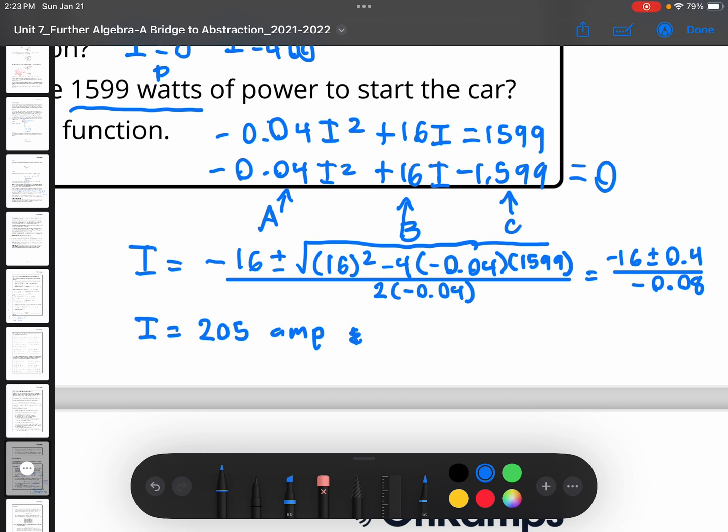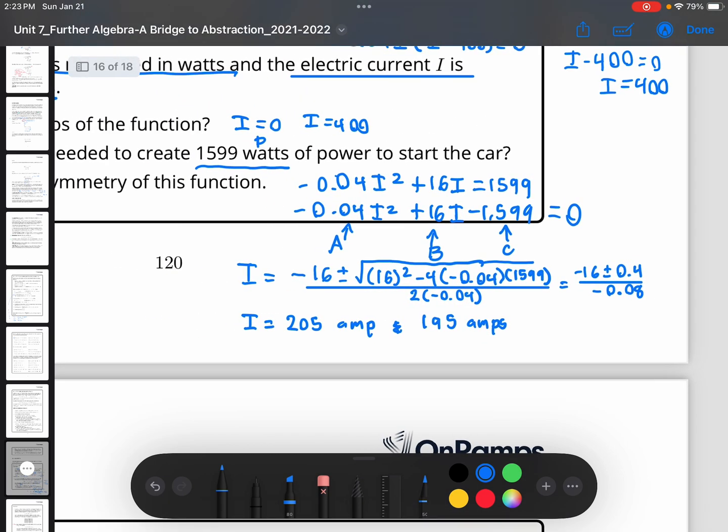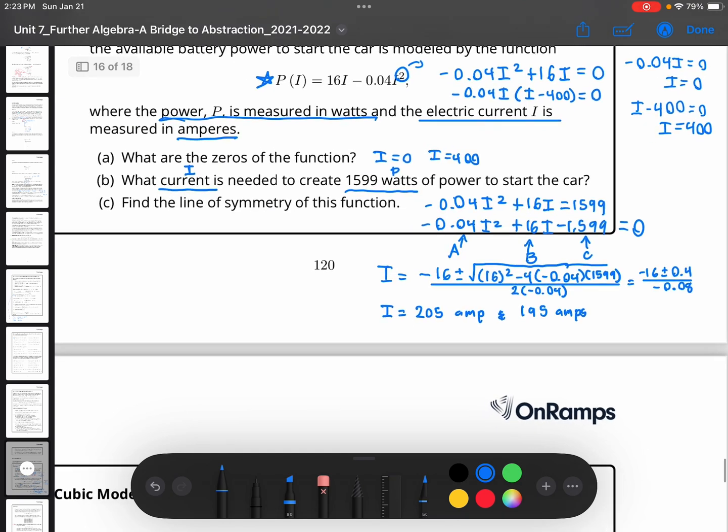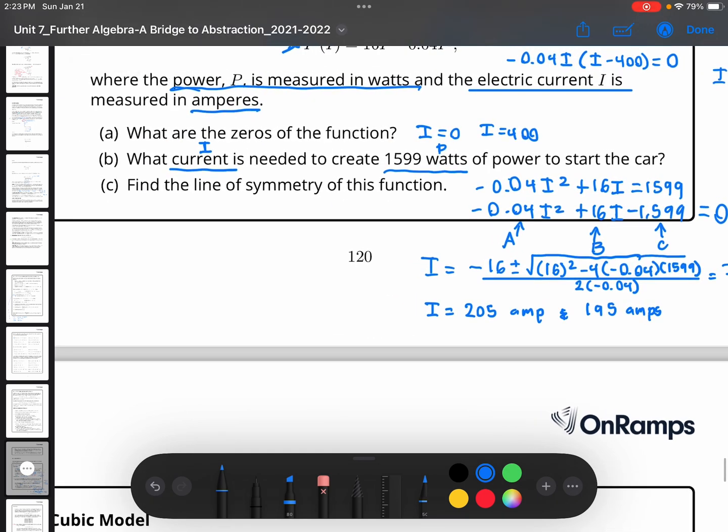Another answer would be 195 amps, right? So this actually happens twice. Remember, I know this is an equation that's talking about power and current, but at the end of the day, it's a quadratic, and in this case, we happen to have two answers, right? And both of the answers seem to be viable. All right, now, line of symmetry.